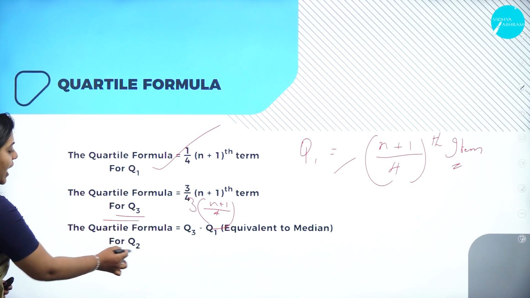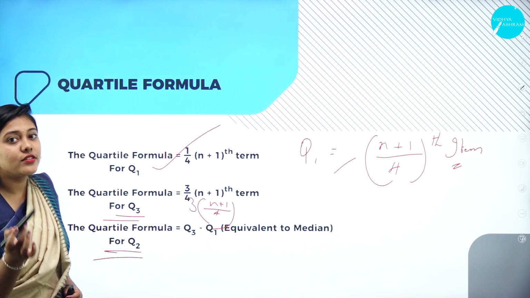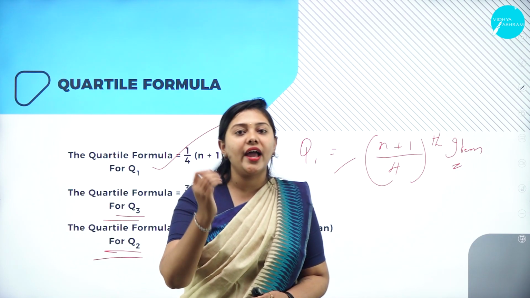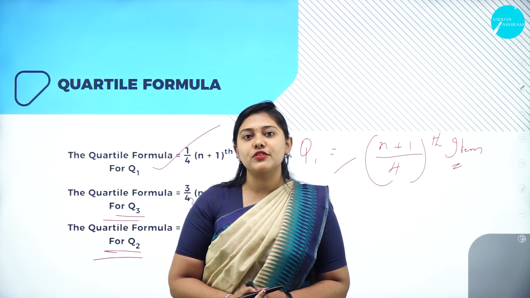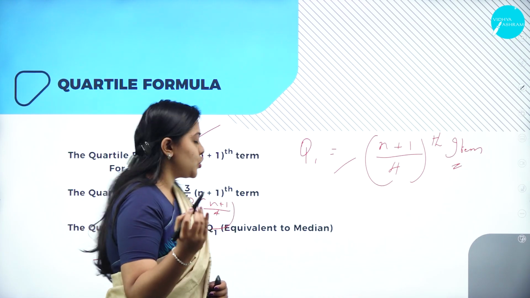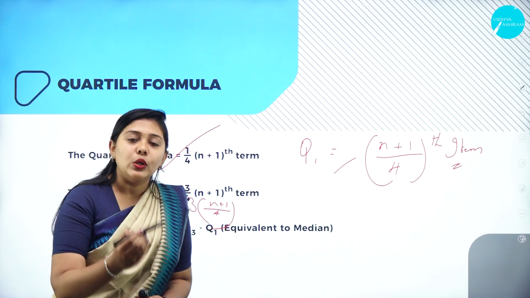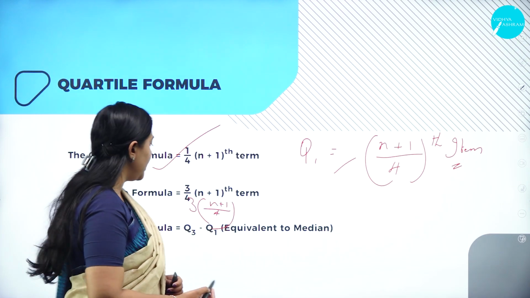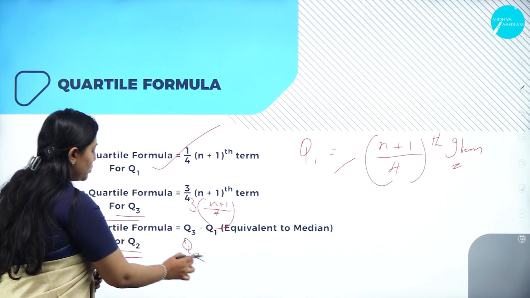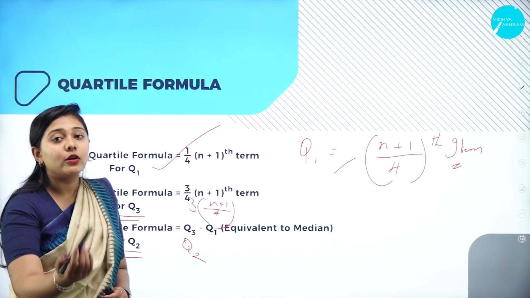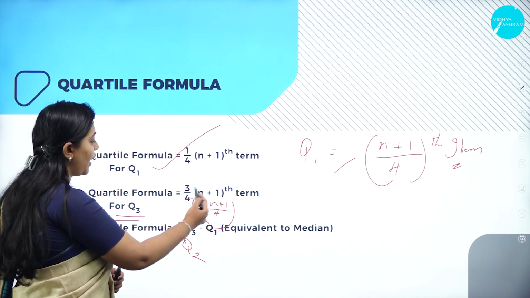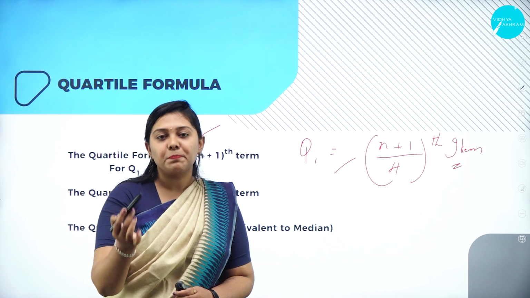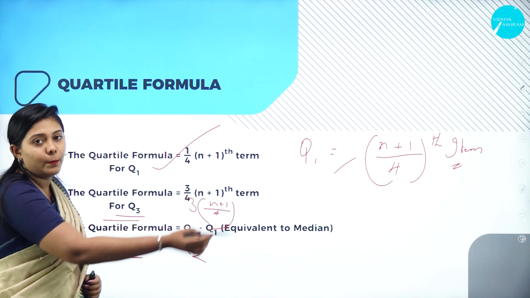Moving forward, what is the formula for Q2? As I have told you, if we compute Q1 and Q3, it is very easy for us to compute Q2. Q1 is also called the lower quartile, and Q3 is called the upper quartile. At the same time, the median is called Q2. So how do we get Q2? If we subtract Q3 minus Q1, we will get the median. So Q2 is equivalent to the median.